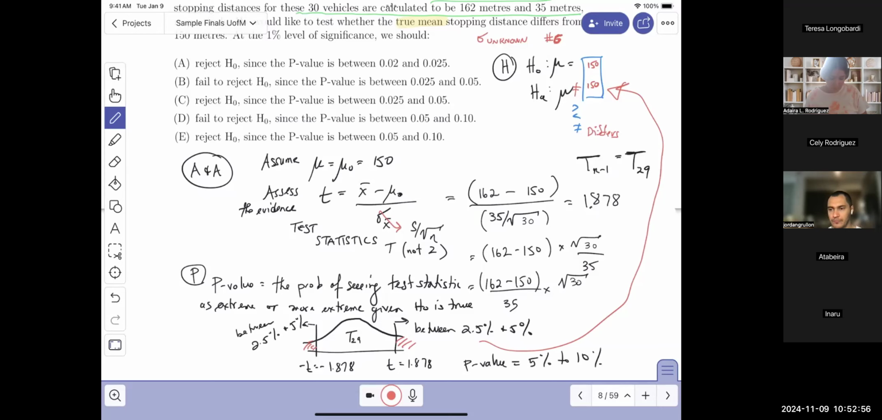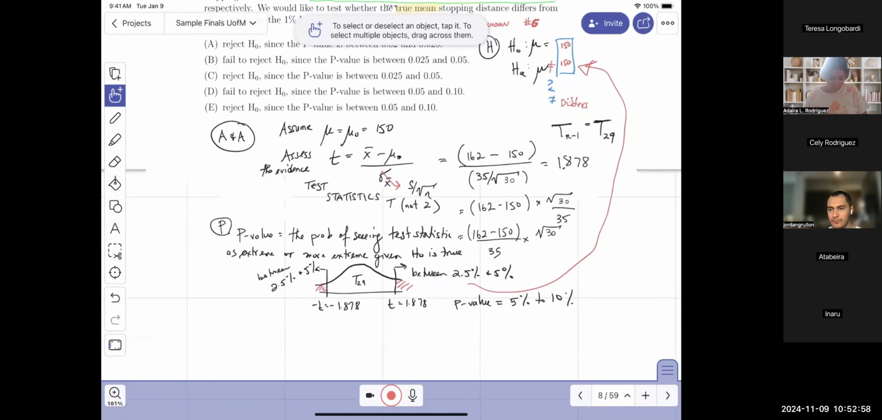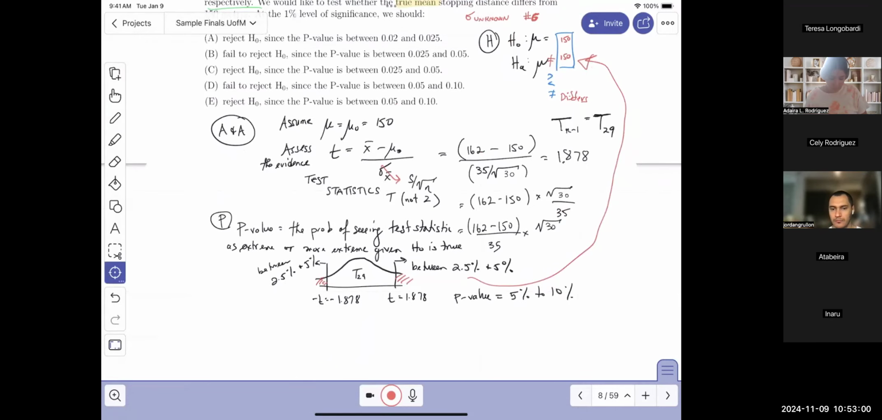Double. So now, what is the conclusion? It means that the result that I got, 162, is different or not different from 150. What do you say?